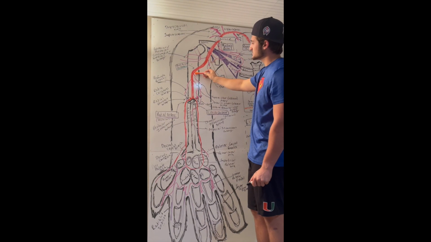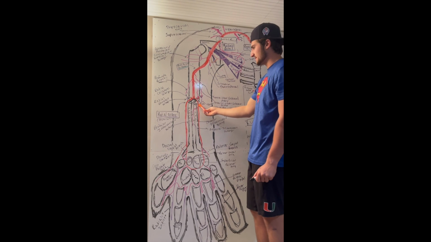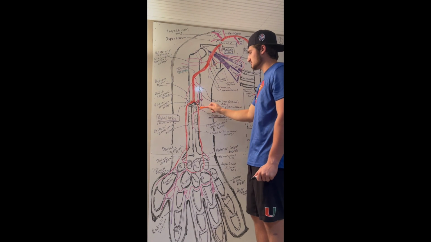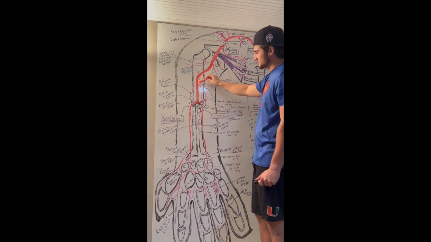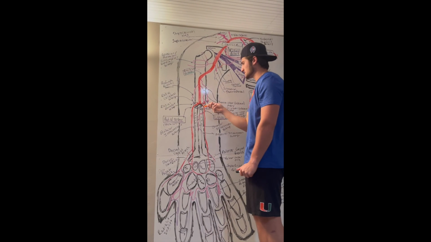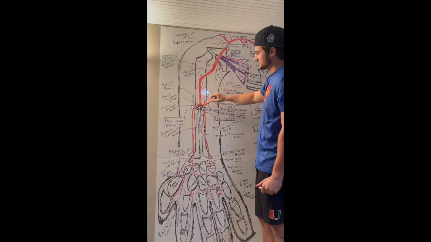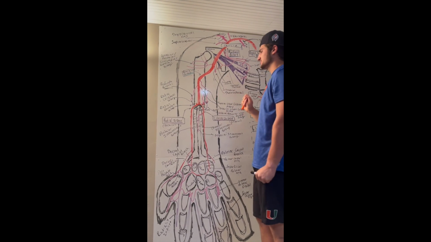Remember, superior is the top one, posterior is the back one. So superior and posterior are going to anastomose. Inferior is the bottom one. Inferior is going to anastomose with the anterior. So anterior is the front one. Inferior and anterior are going to anastomose together.